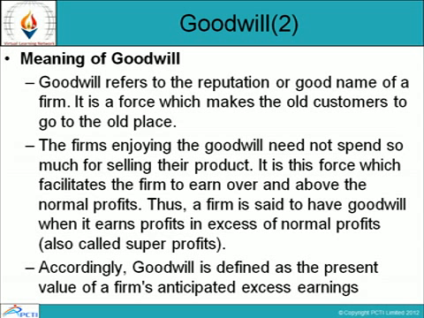Thus, a firm is said to have goodwill when it earns profit in excess of normal profit, also called super profits. Accordingly, goodwill is defined as the present value of the firm's anticipated excess earnings.